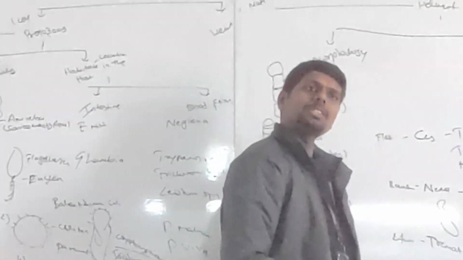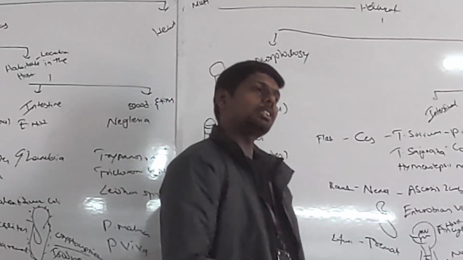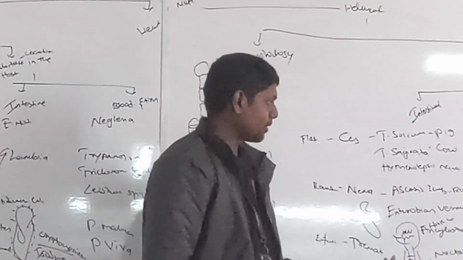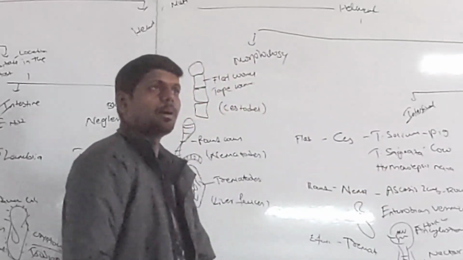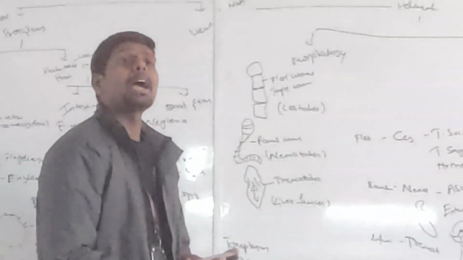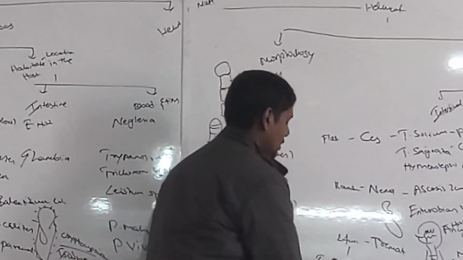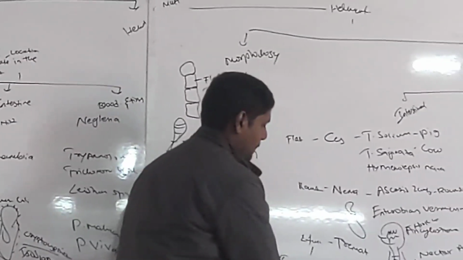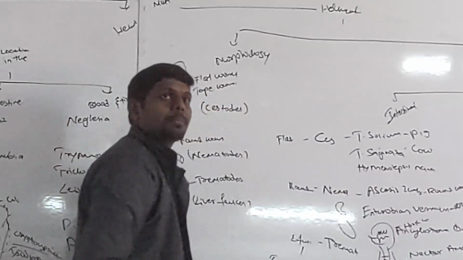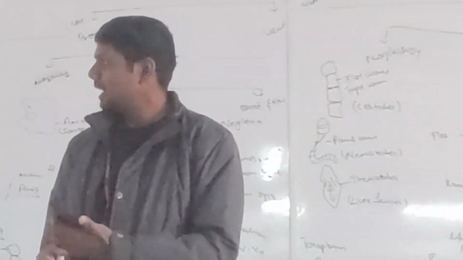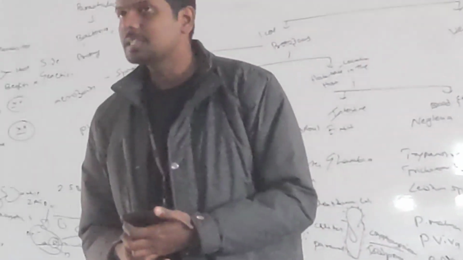Liver fluke is a part of the intestinal group because the liver is a part of the gastrointestinal tract. That is an example, liver fluke. Fasciola hepatica. Okay, these are the types of parasites.